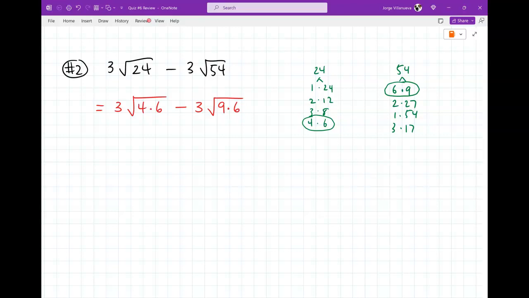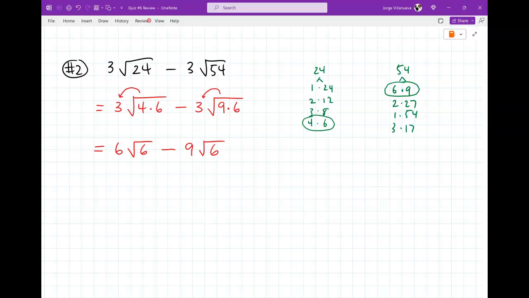I know the square root of 4 is 2. I know the square root of 9 is 3. So I'm going to draw little arrows to get them out. The 4 goes out and becomes a 2, so it multiplies the 3 times 2. That gives me 6 square root of 6, minus. And then the square root of 9 becomes a 3, and 3 times 3 is 9. So it's 9 square root of 6.